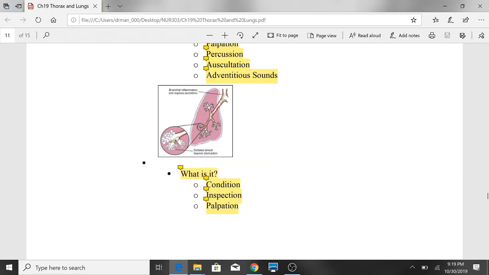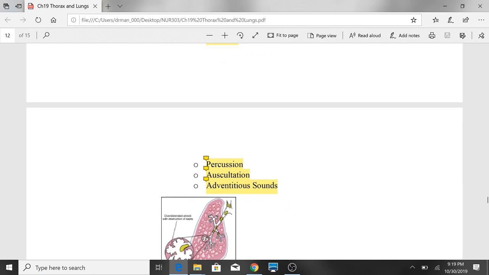And palpate. Tactile fremitus would be normal. And what about percussion? Resonant sounds. And how about when we listen to it with our, I don't remember what the name is. Diaphragm, bell. Normal vesicular, voice sounds normal, and any adventitious sounds? Some crackles, may have wheezes.